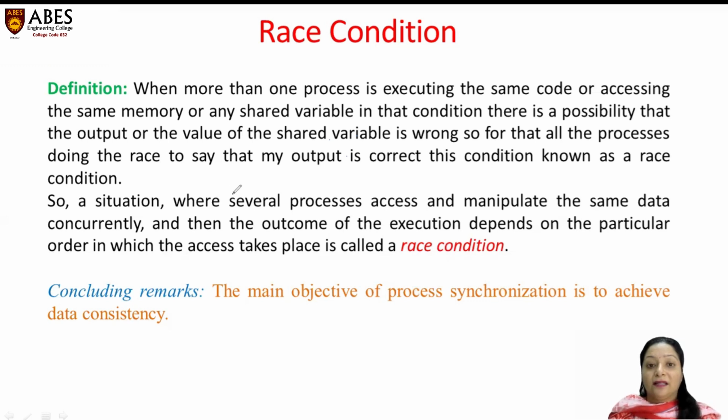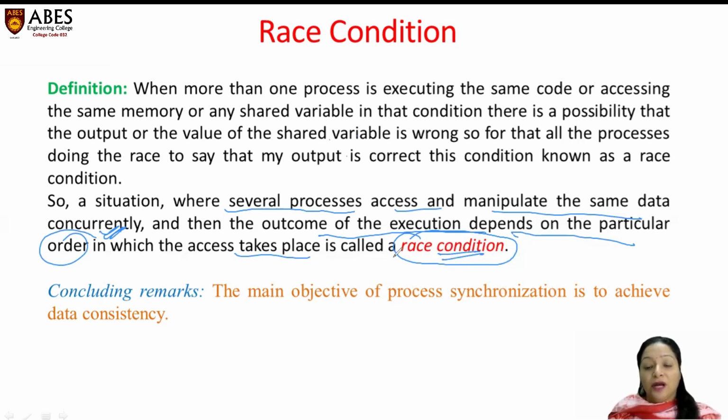So after understanding the previous two examples, we now come to a very important definition, that is race condition, which can be defined as a situation where several processes access and manipulate the same data concurrently, and then the outcome of the execution totally depends on the particular order in which the accesses take place. This situation is called a race condition. So from today's lecture, the concluding remark is that the main objective of process synchronization is to achieve data consistency.